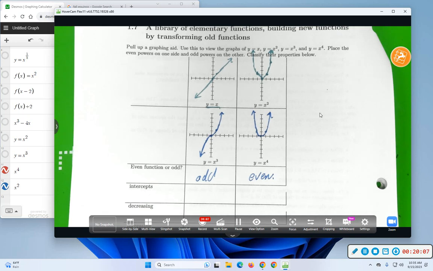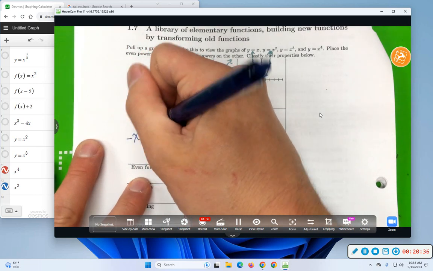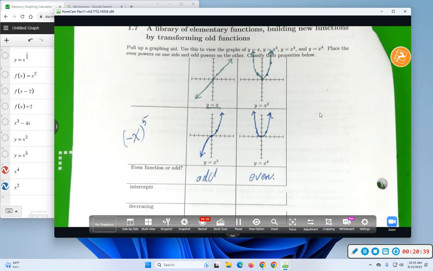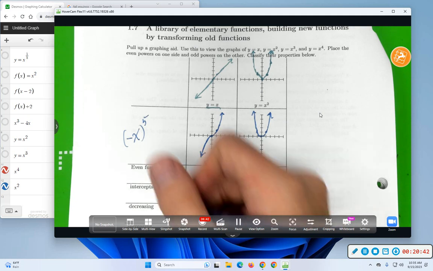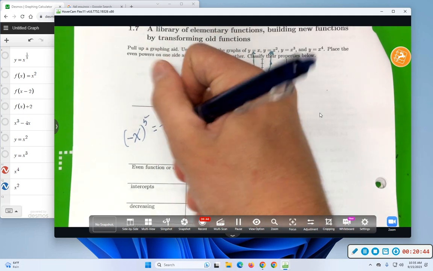Odd. What does it mean for a function to be odd? When f of negative x is equal to negative f of x. Yeah. So an odd function is a function where you can pull a negative sign out of the parentheses. And let's just check that. Can you pull that negative sign out of those parentheses? Yeah. Cool.